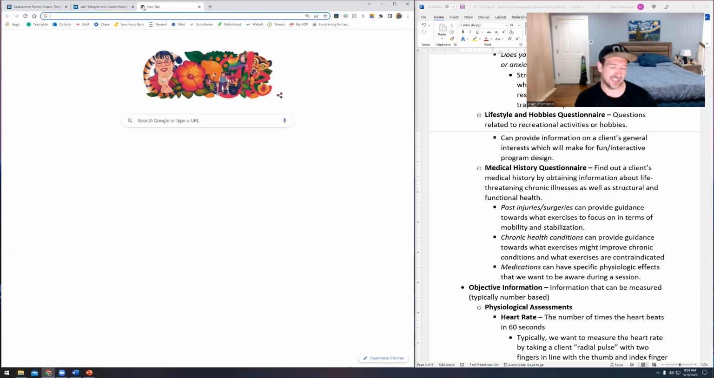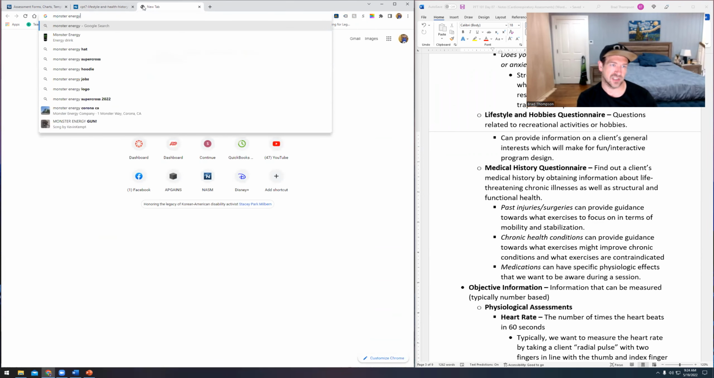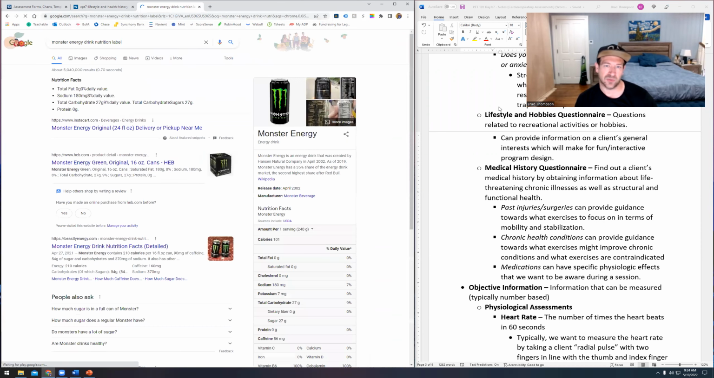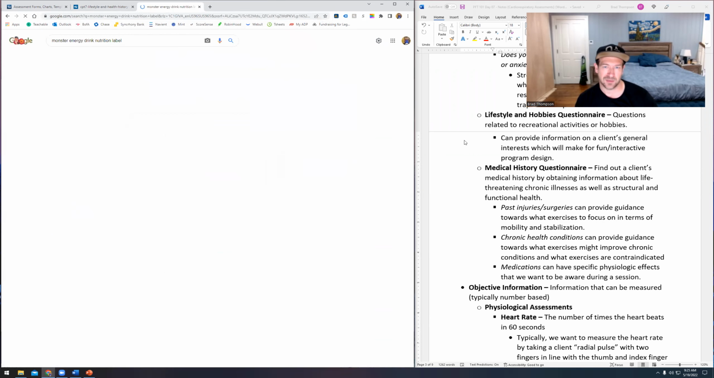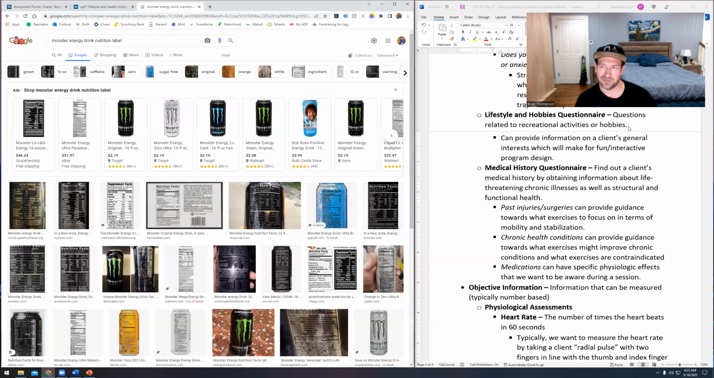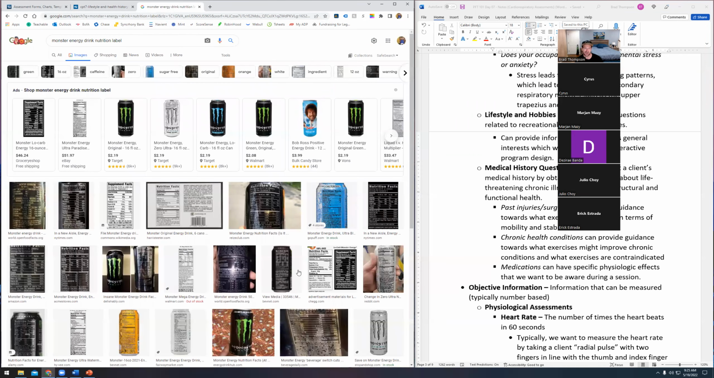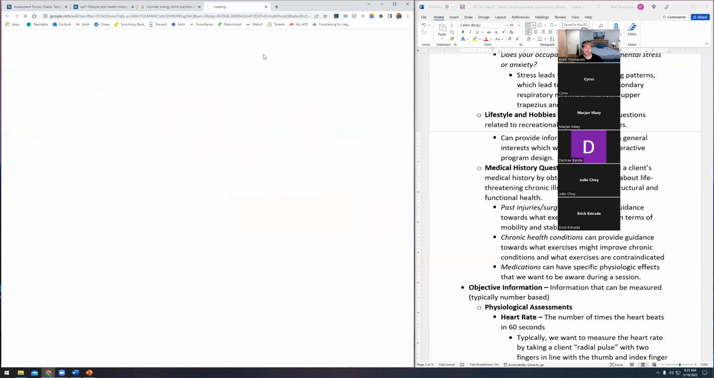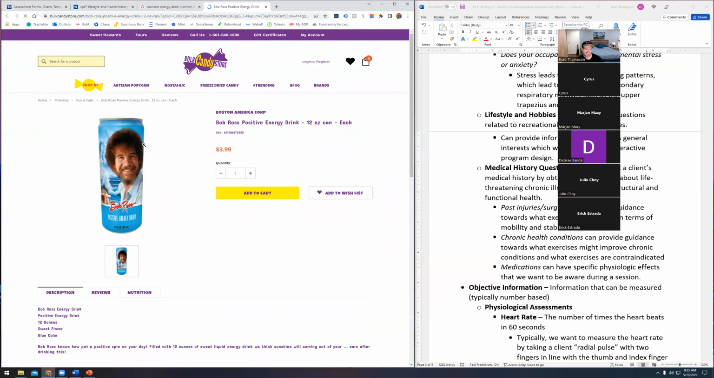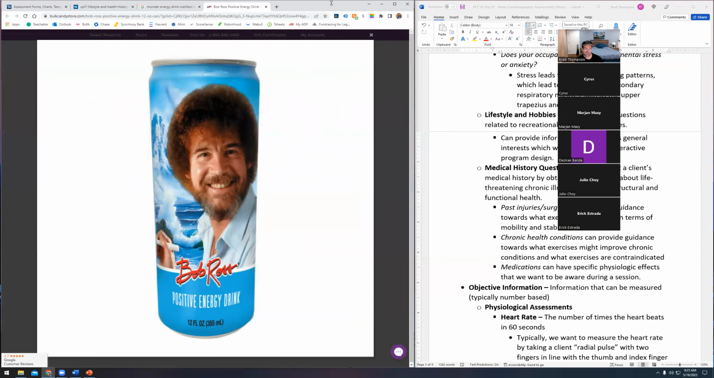Let's look at a Monster energy drink's nutrition facts. I do think we definitely see less energy drink consumption nowadays, which is nice. But man, holy crap, there's a Bob Ross energy drink. You guys see this? That is hysterical. Positive energy drink.